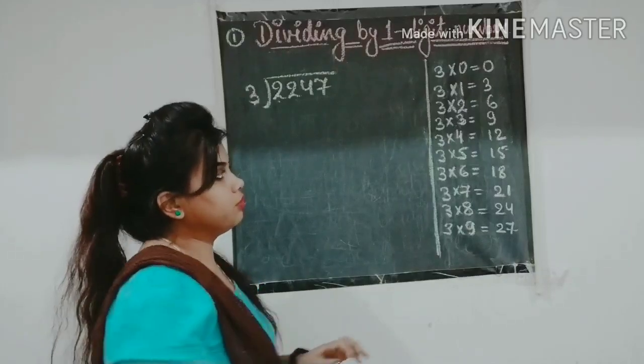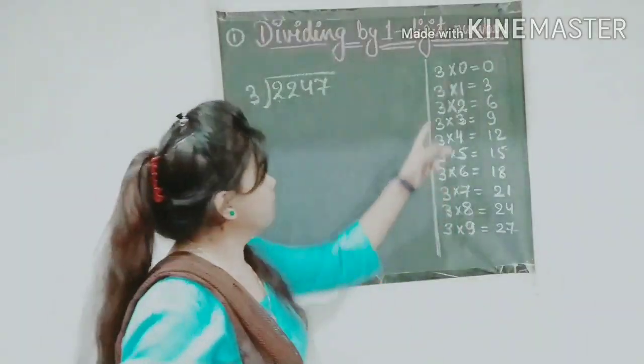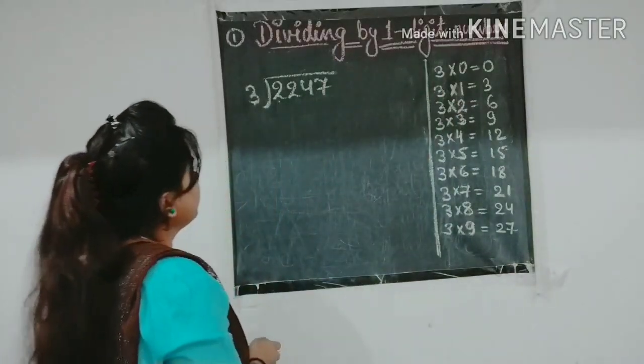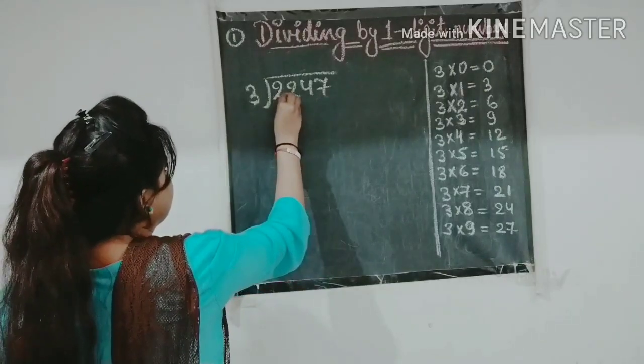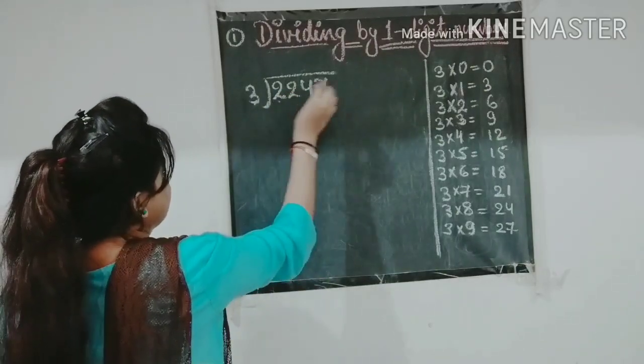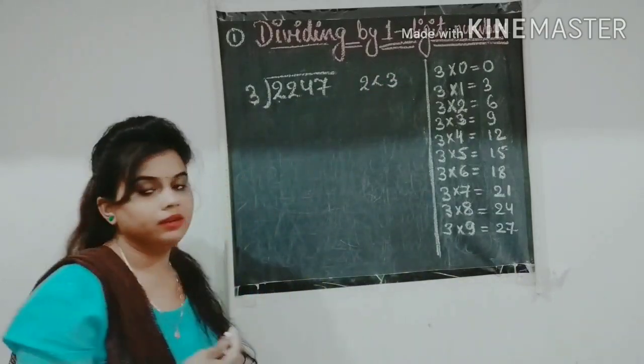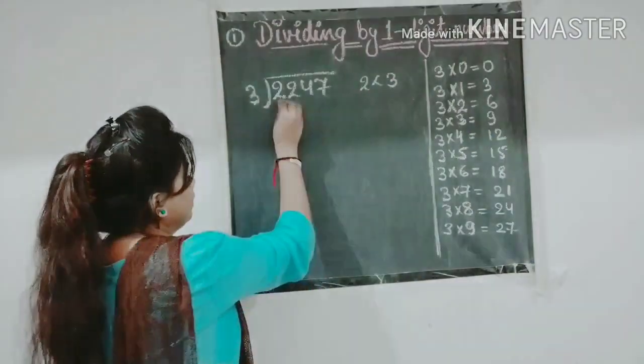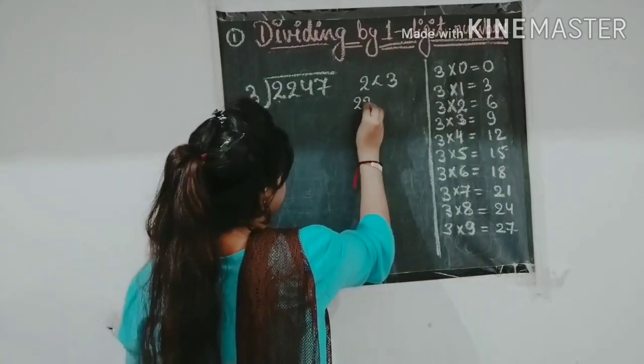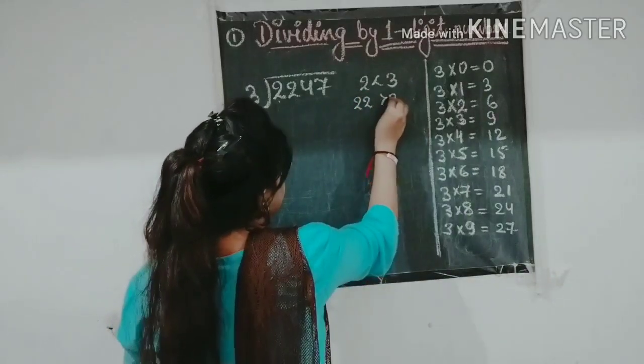So first thing you have to do is write the table of 3 starting from 0. Now see here, the first digit is 2. That means 2 is less than 3. We cannot divide 2 by 3. So we will take 22, a 2-digit number, which is greater than 3.